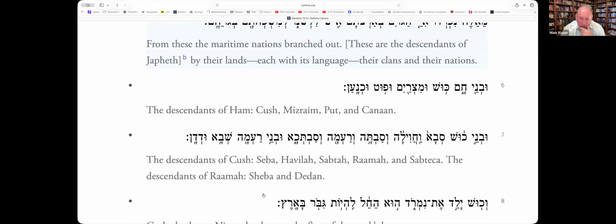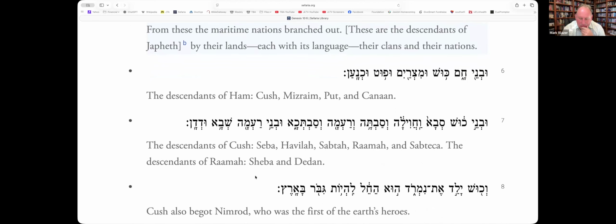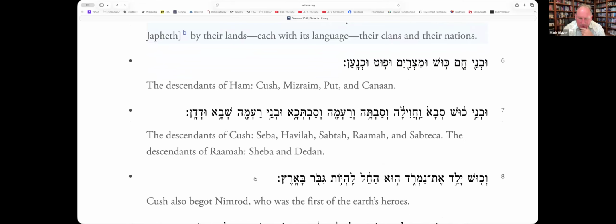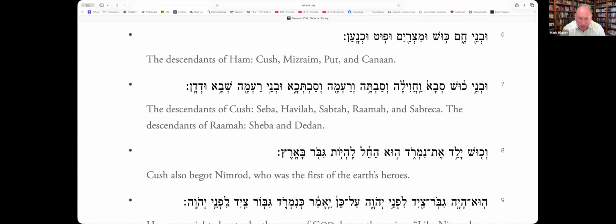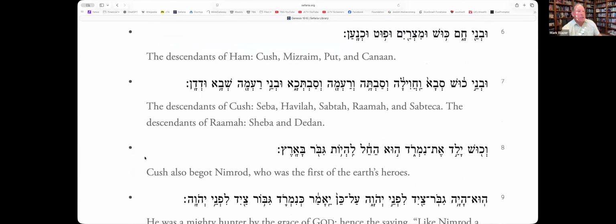And the other thing, of course, is that Cush also has this guy, Nimrod. And now, before we get into more genealogy, we get a little excursus, a little journey into this guy, Nimrod, who is a mini narrative. This is not a big narrative.